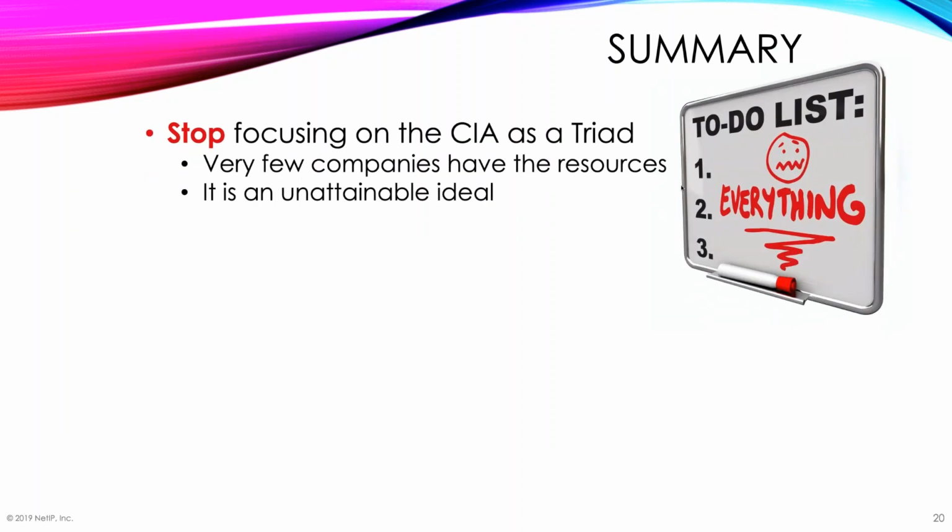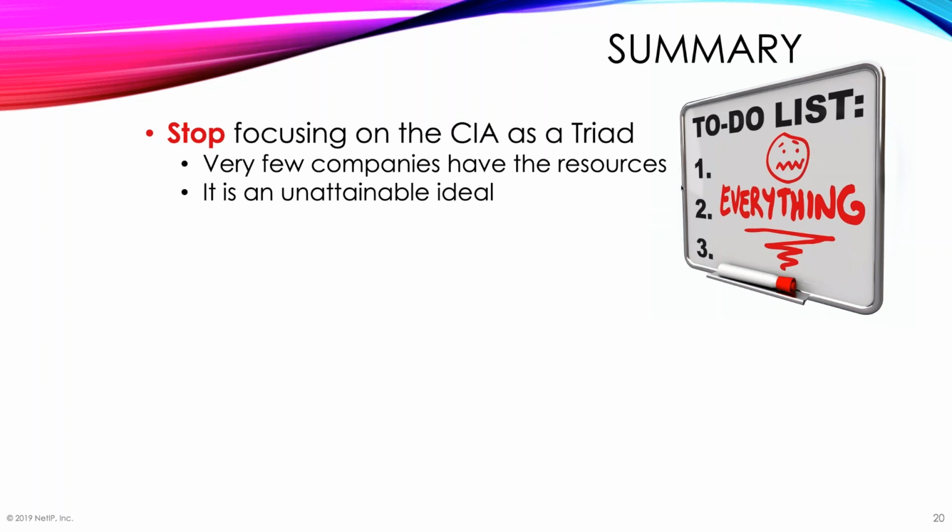Okay. So kind of in summary, stop focusing on the CIA as a triad. I used the phrase earlier, it is an unattainable ideal. And that statement comes from years of trying to make it work as a triad and failing in every case because, once again, in Keith's perfect world, everybody gets 800% of their staffing request, 900% of their budget request. That's not where we live. We live in the real world. 50% of our staffing request, 20% of our budget request. We don't have the resources to obtain that ideal. We just can't do it.